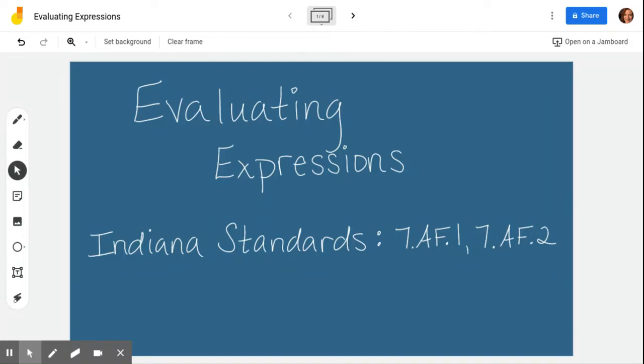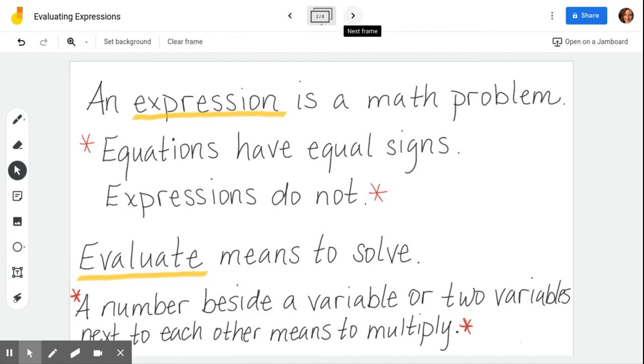Hi everyone. So in this video, we are going to work with expressions, primarily evaluating expressions. This is another one of those sections that definitely looks and sounds a lot worse than it actually is. This lesson's pretty simple. I hope you feel that way anyway.